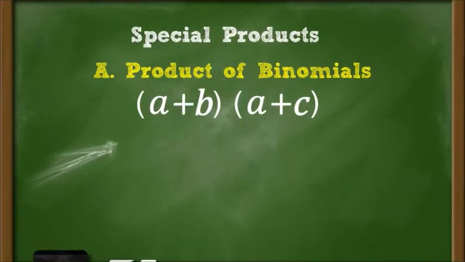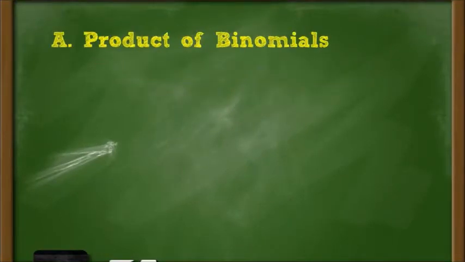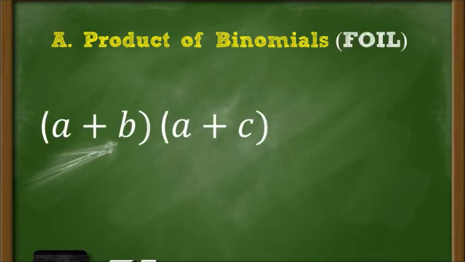Example, letter A, product of binomials. Now let's recall how to use the FOIL method. So for example, you're given two binomials and multiplying the quantity A plus B to the quantity of A plus C.